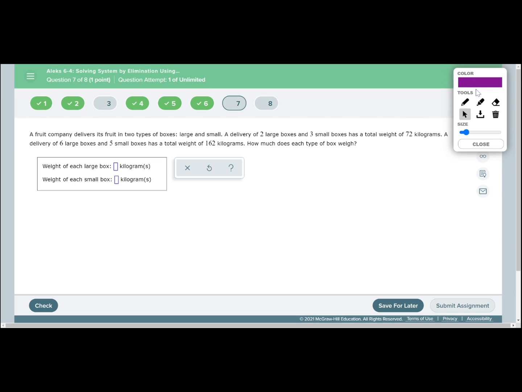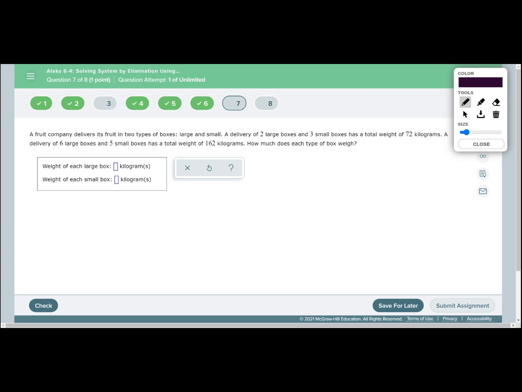Okay, so a fruit company delivers its fruit into two types of box, the large and small. A delivery of 2 large boxes and 3 small boxes has the total weight of 72 kilograms. A delivery of 6 large boxes and 5 small boxes is the total weight of 162 kilograms. How much does each type of box weigh?